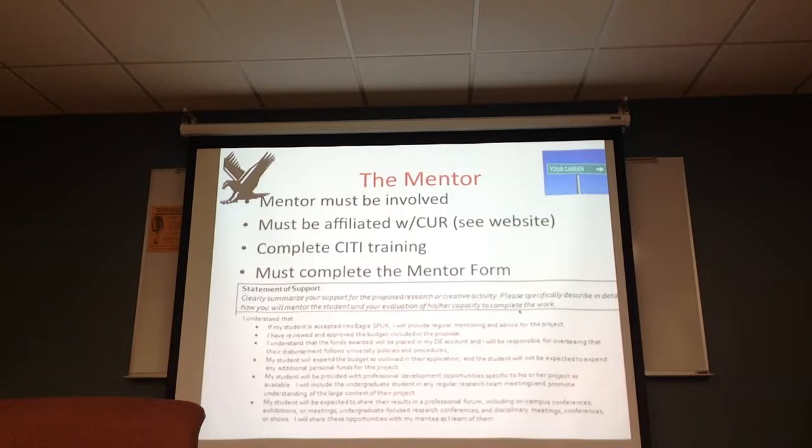There are several bullet points here that the mentor will actually sign off on. I won't read all of these, but basically, if accepted by Eagle Spur, they'll provide regular mentoring and advice for the project. They have reviewed and approved the budget in the proposal, and they understand that the funds will be placed into your mentor's DE account. If you get an award, we're not just going to write you a check and hand it to you. That's illegal. It will go into your mentor's DE account, and your mentor is agreeing that they're not going to take that money and spend it on something else. That money is there for you to use in the project as outlined in the budget. Those are the things they're agreeing to by signing off.